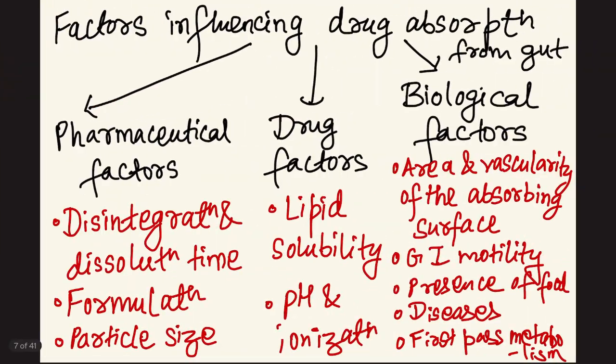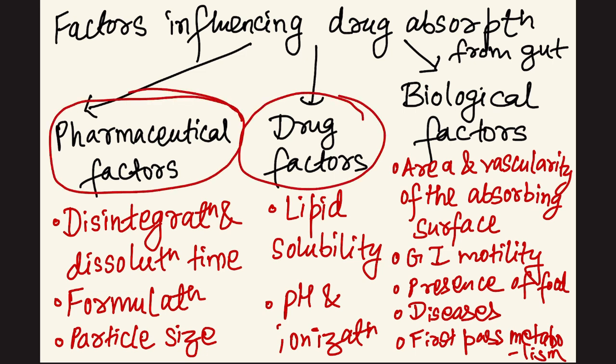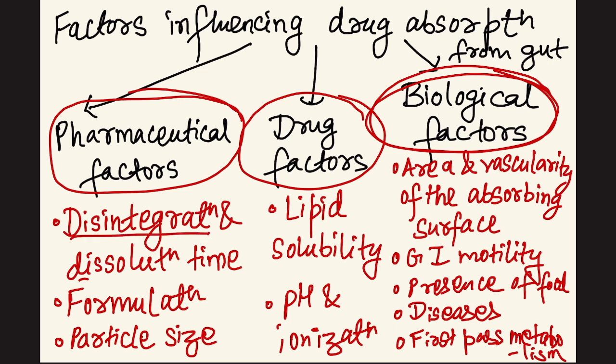So when we classify it into broad three categories, it will be included as pharmaceutical factors, then we have the drug factors, and then we have the biological factors. So pharmaceutical factors basically include the disintegration time and the dissolution time, the formulation which is being given, and the particle size of the drug, whereas drug factors include the inherent properties of the drug, like the lipid solubility of the drug, whether it is lipid soluble or non-lipid soluble.